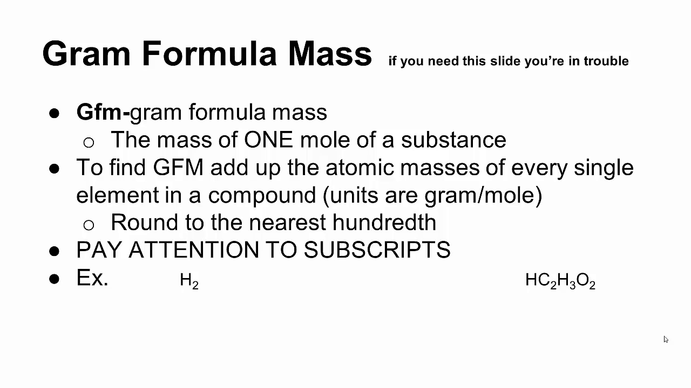To find the GFM of a compound, you add up the atomic masses of every single element in that compound. You find these masses in your reference tables. The units for GFM are grams per mole. Traditionally, you round to the nearest hundredth. Pay attention to subscripts when you're calculating the GFM.